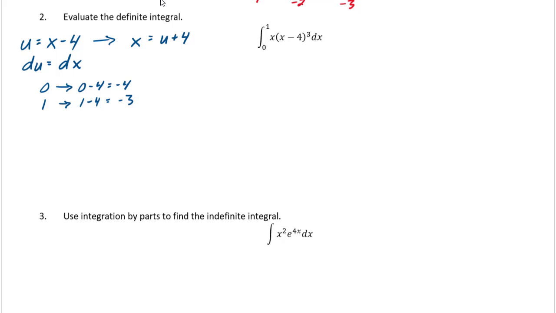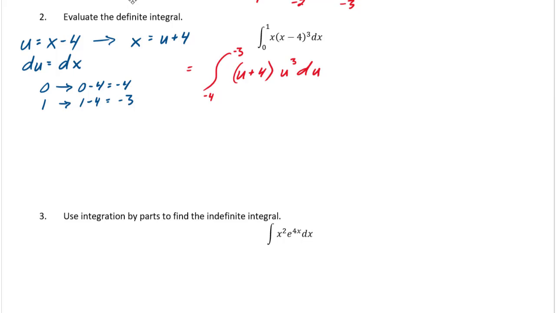So at this point, I can just stay in terms of u's for the rest of the problem because I'm switching those bounds, and then I wouldn't have to worry about switching back to x's. If I did, then I would want to make sure that I go back to using the 0 and the 1. So anyway, let's do those substitutions here. So my integral now is going to have a lower limit of negative 4, an upper limit of negative 3. The x is going to get turned into a u plus 4, and then the x minus 4 that we had is going to just turn into a u, and then that's being cubed, and dx turns into du.